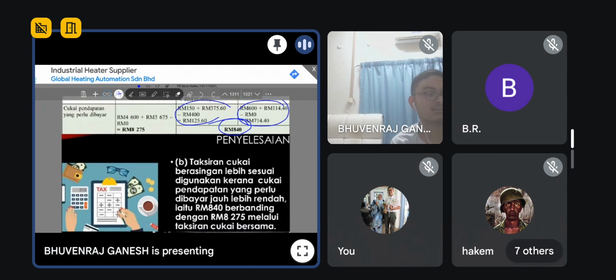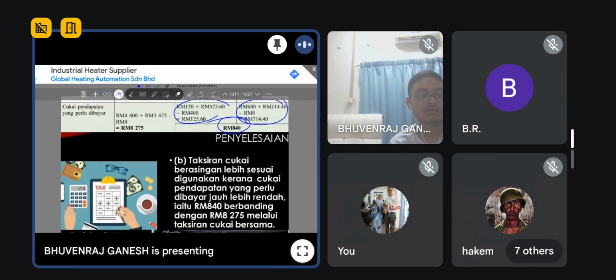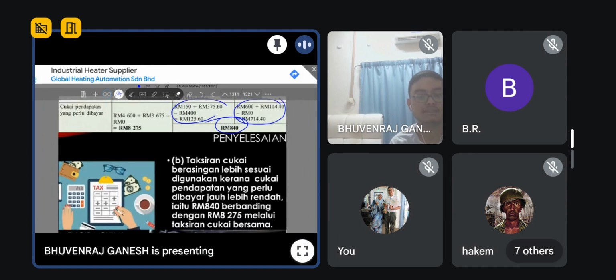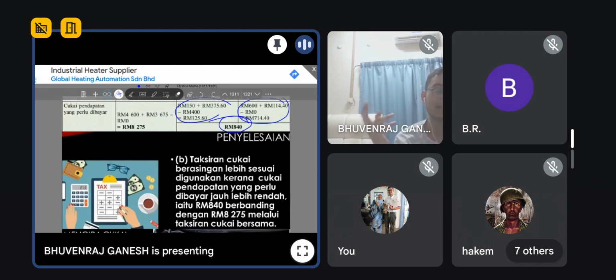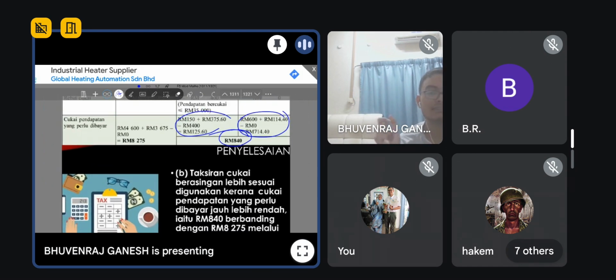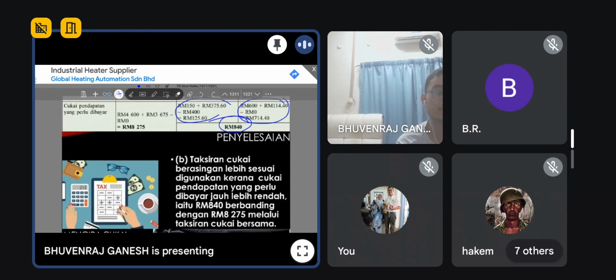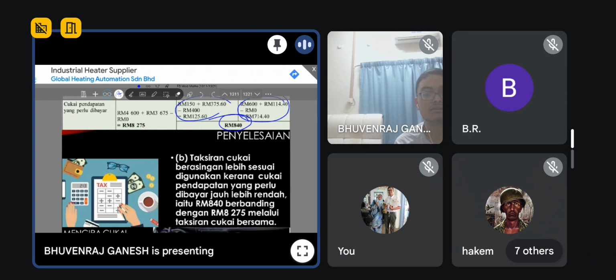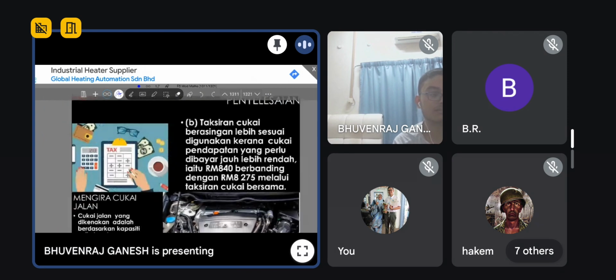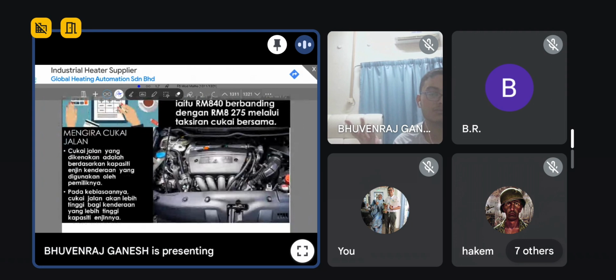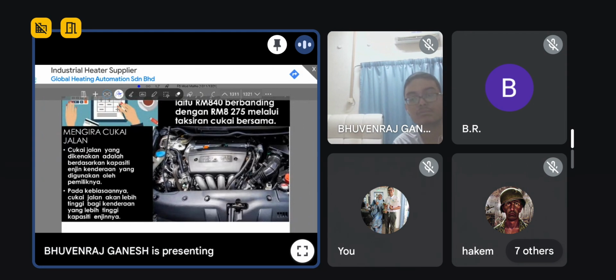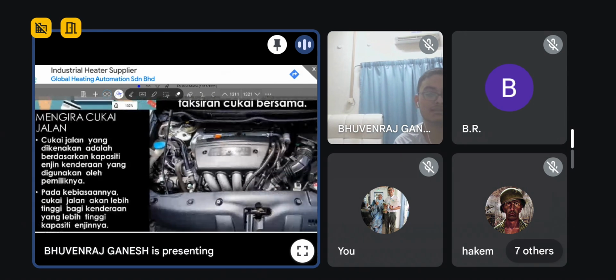Don't worry. Okay, so 840 and 8275. You can see these two values, right? As I explained earlier, the separate tax assessment is always more suitable because the amount we need to pay is much lower compared to the joint tax assessment. So basically, we have completed the joint and separate tax assessment. Do you guys get it?